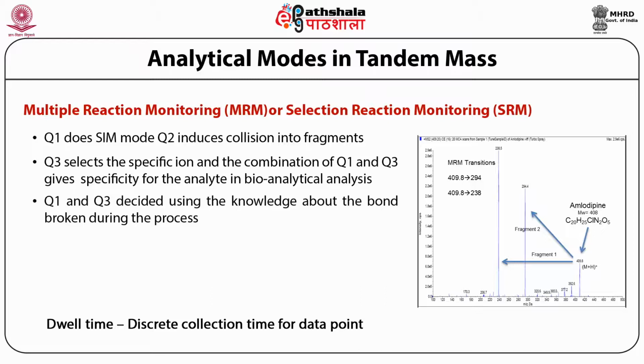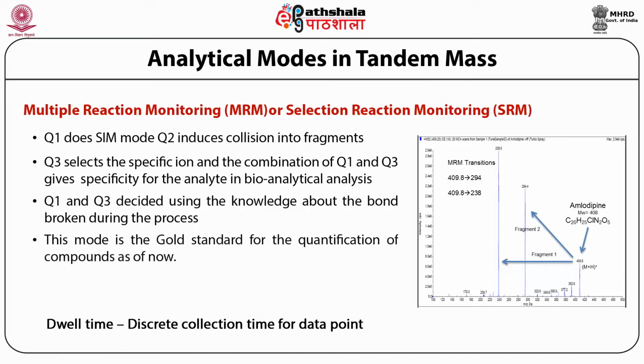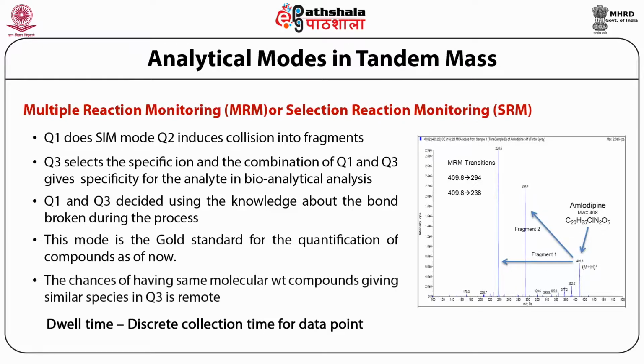This gives us high degree confirmation about the molecule you are looking into. This mode is a gold standard for quantification of compounds as of now. The chances of having same molecular weight compounds having similar species in Q3 is remote. Moreover, you already got one-dimensional separation, which is achieved by your column chromatography through HPLC. Here again, the second dimension is happening through Q1. The third dimension is happening through this combination of Q1 and Q2. Therefore, it is considered as a gold standard.